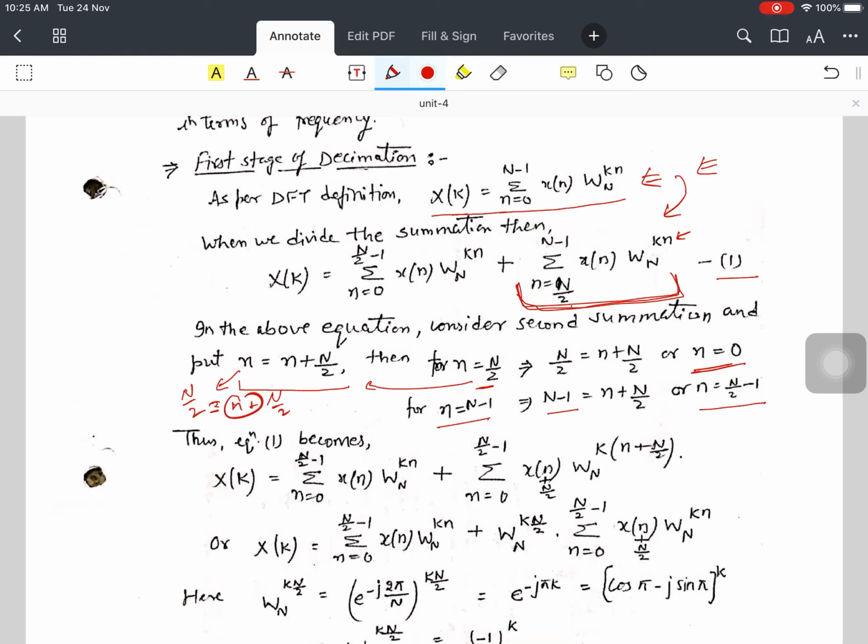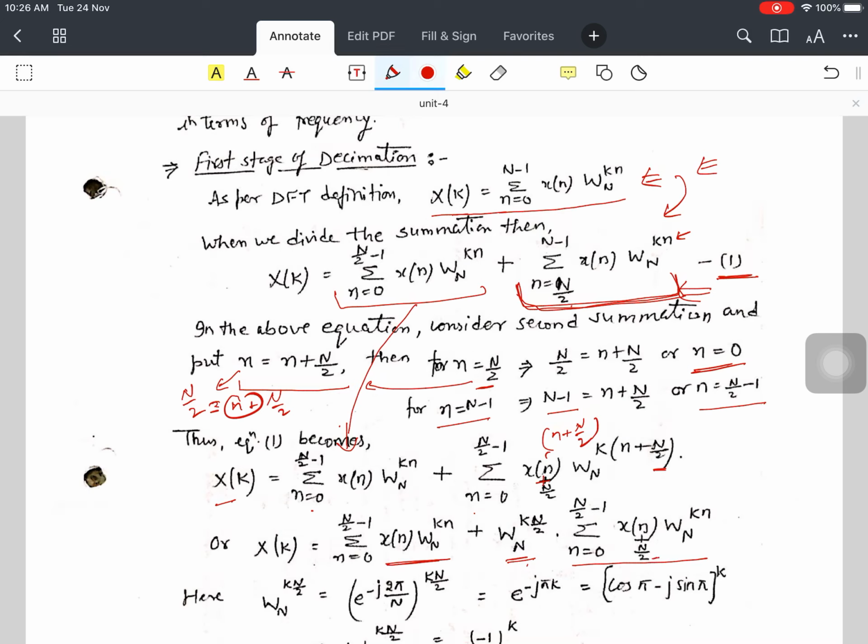When you put these values in equation 1, we get X(k) equal to the summation of n equal to 0 to N/2 minus 1 of x(n) W_N^(nk), which we are not touching, so that remains the same. Now we break the other part and put these values in it: the summation of n equal to 0 to N/2 minus 1 of x(n plus N/2) W_N^(k(n plus N/2)). Now we can rewrite X(k), taking W_N^(kN/2) outside the summation.